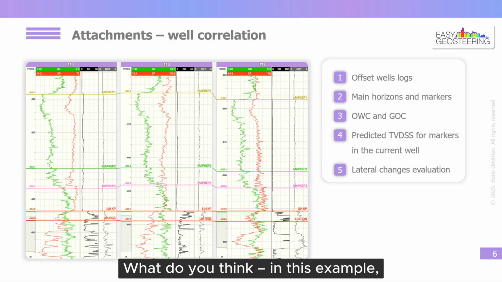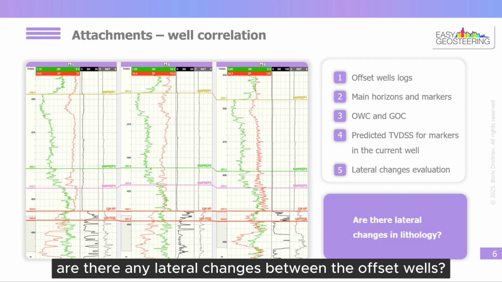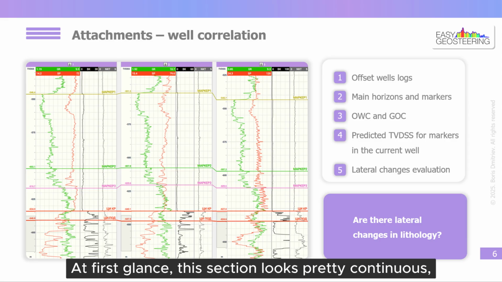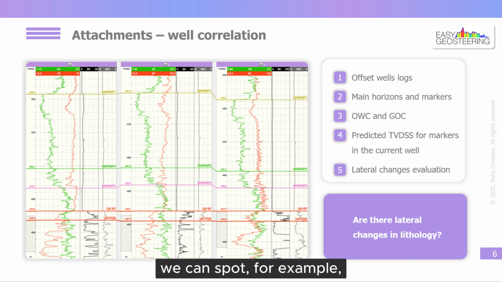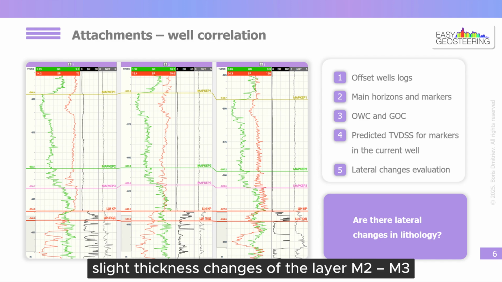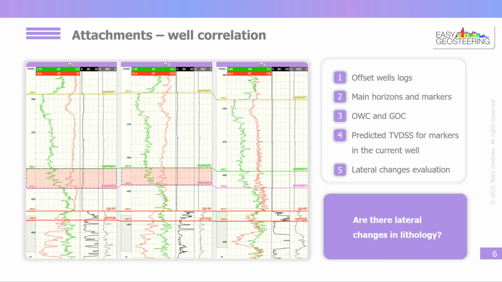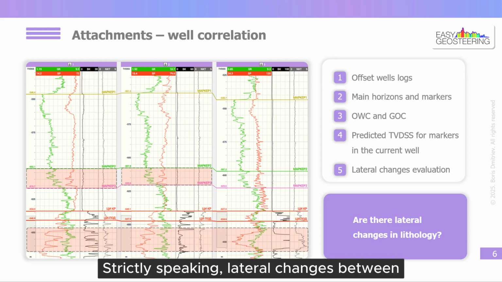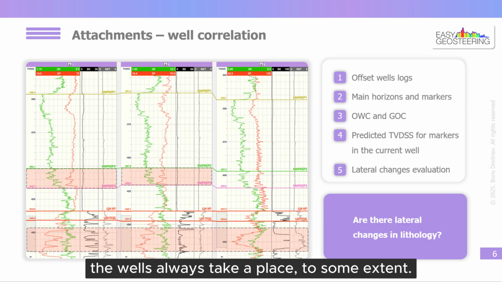What do you think? In this example, are there any lateral changes between the offset wells? At first glance, this section looks pretty continuous, but if we take a closer look, we can spot, for example, slight thickness changes of the layer M2 and M3 between the first and second wells, as well as some differences below the bottom of the target. Strictly speaking, lateral changes between the wells always take place to some extent.